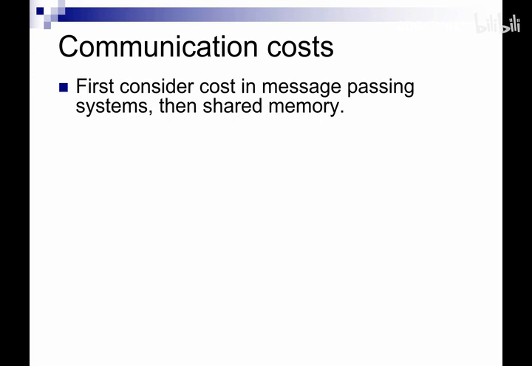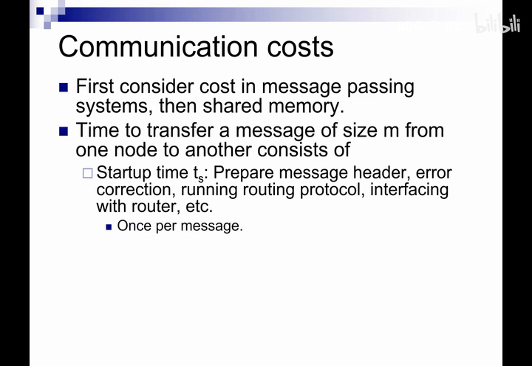Okay, so we talked about caches, and the next thing I'll talk about is how do we measure the cost of communication? We're first going to consider cost in the message passing setting, and then we'll look at it in the shared memory setting. So suppose we want to transfer a message of size m from one node to the other. There are several components to this cost.